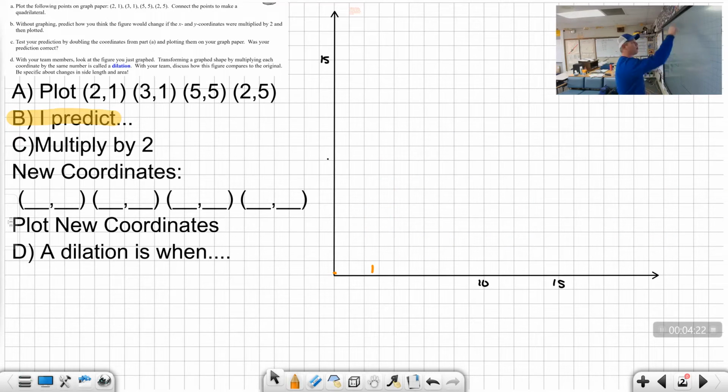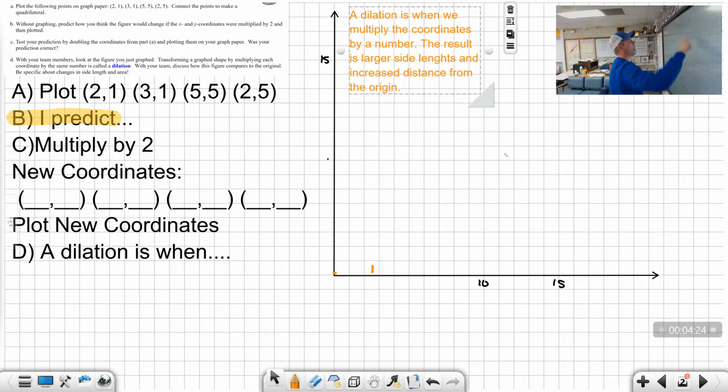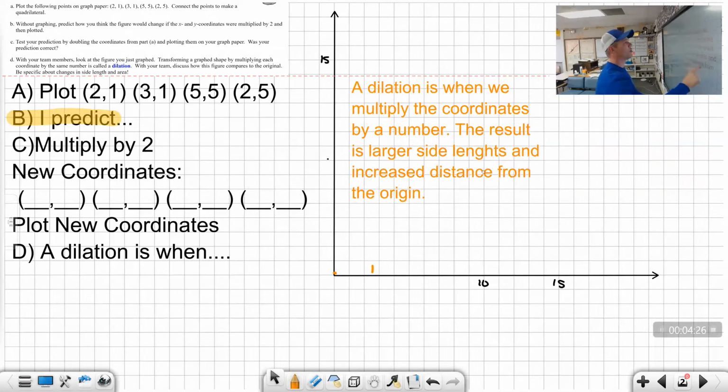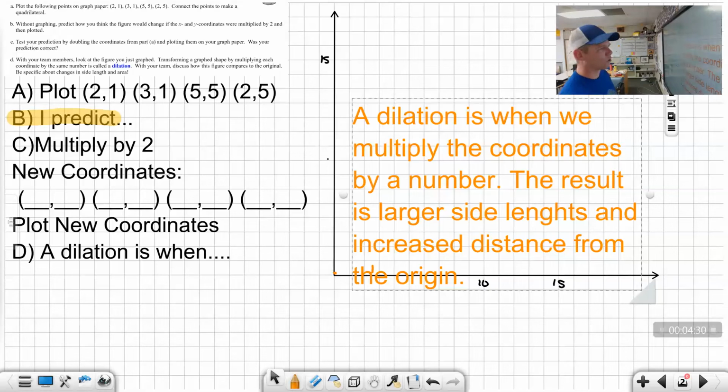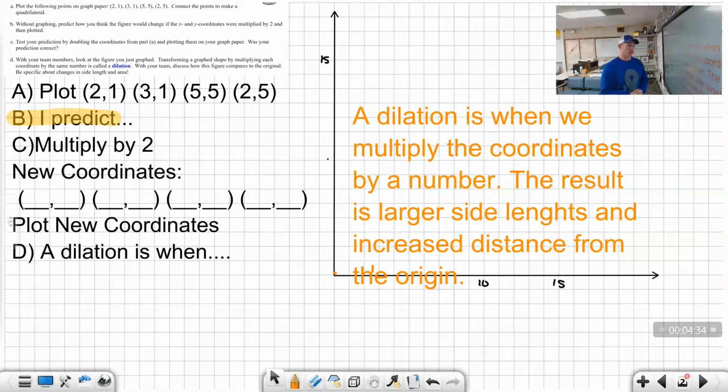What I would like you to do now is please go ahead and copy these notes. A dilation is when we multiply the coordinates by a number. The result is a larger side length and increased distance from the origin. Now, that's assuming that the number is greater than 1. Pause the video to finish recording this sentence off to the right-hand side of the graph. Pause the video now.